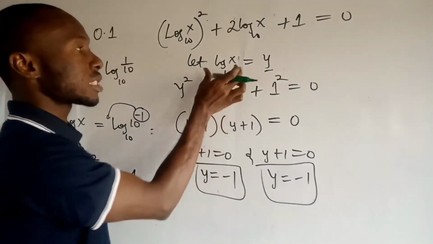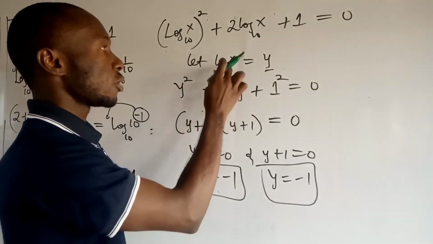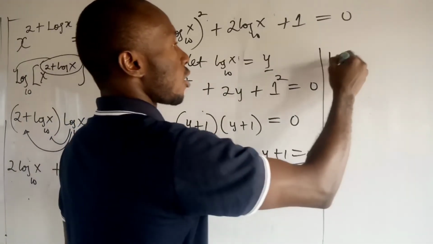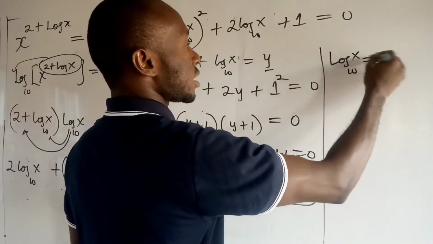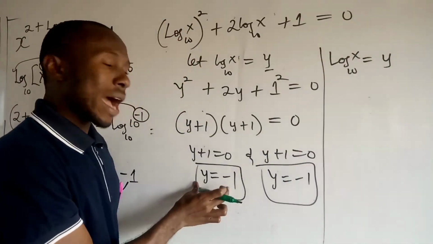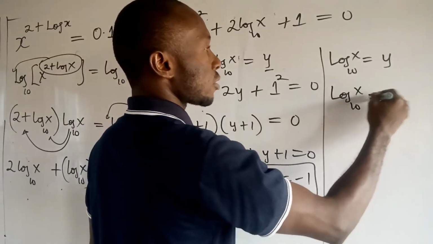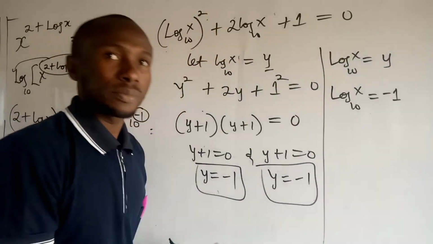And now you recall the statement you made earlier that log x is equal to y. So that becomes log x base 10 is equal to y. But now y is minus 1. So I'll have log x base 10 is equal to minus 1.